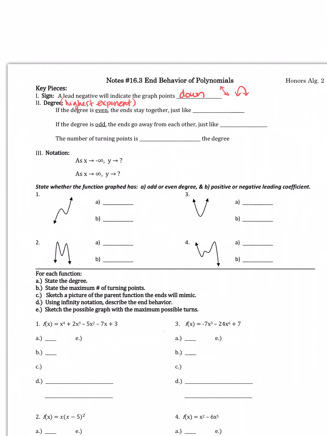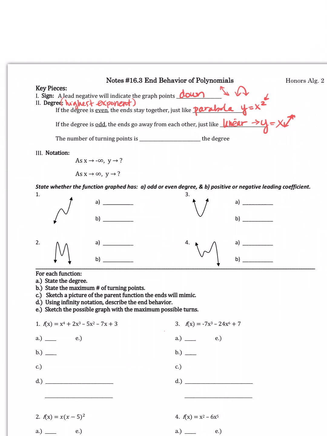If the degree is even, then the ends will stay together just like a parabola. So if you think about it, a parabola is x squared. It's the smallest even-powered polynomial we have. If the degree is odd, then the ends will go away just like they are when it's linear. That's because our simplest odd function is just y equals x, okay? It looks like a line, right? The ends go in opposite directions.